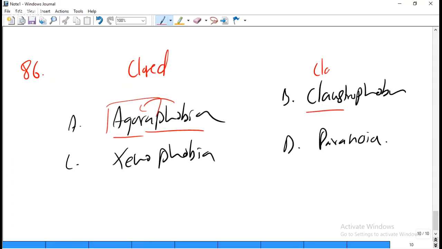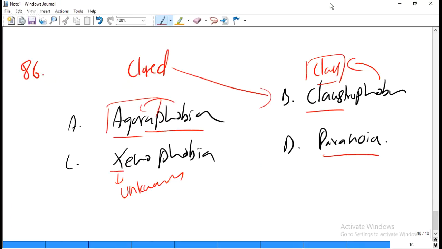Claustrophobia is just like class, right? So how will a class be? It will be closed. Claustrophobia means fear of closed surfaces. Now here in option C, xenophobia. X. So this is the hint for this particular word. Everyone knows when we don't know a value in mathematics, we take that unknown value as x. X means unknown. Xenophobia means fear of foreigners or unknown people. What about paranoia? It is some disease, regarding mental illness. So closed surfaces means claustrophobia.